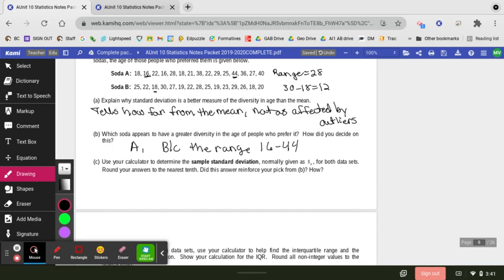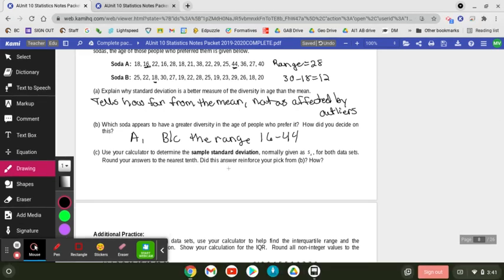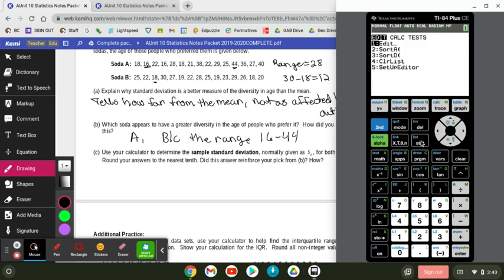So again, we're going to use our calculator. So I want you to pause, and I want you to enter A into list 1 and B into list 2. And then we're going to calculate both. So you can see on my calculator here, I've entered both lists into list 1 and list 2. So I'm going to find both sample standard deviations. So I'm going to do stat, calculate. I'm doing one variable statistics, and first I'm going to do list 1, and it's 9.6. So A is 9.6, and then B.